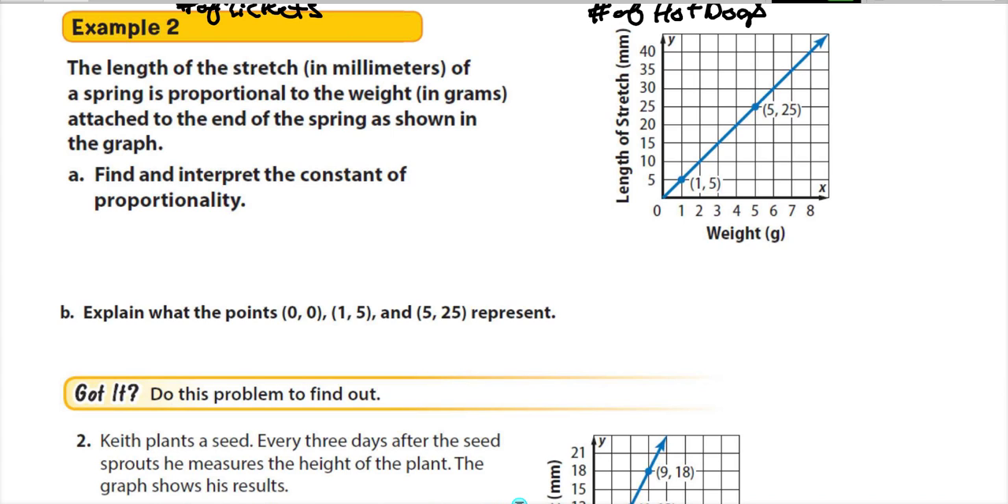All right, well, what are our coordinates? We have 1, 5. So you think we should go 1 over 5 or 5 over 1? It says it's proportional. The length is proportional to the weight. So length would go first. So in this case, 1, 5. So it's actually the 5 and then the 1. So 5 over 1. And then we have 25 over 5. So that makes it 5 each time. All right. So if we're going to find and interpret the constant of proportionality, it's going to be 5. And that would be millimeters per gram. 5 millimeters per gram.